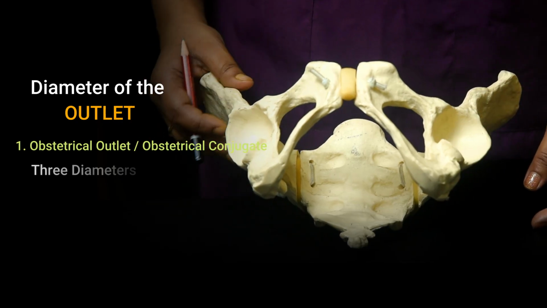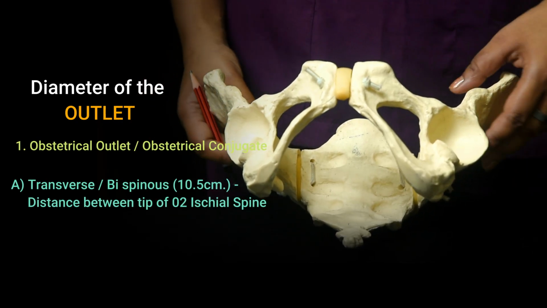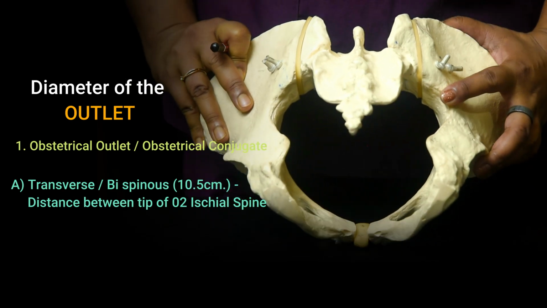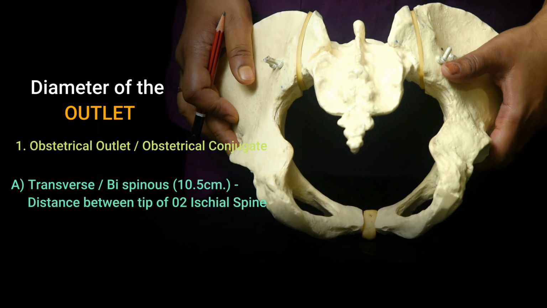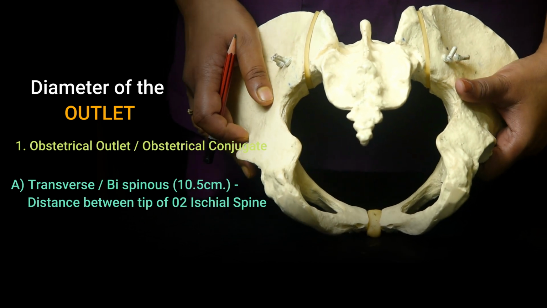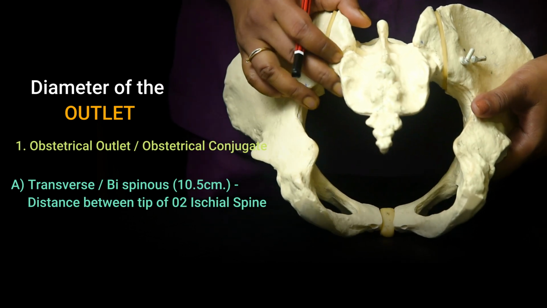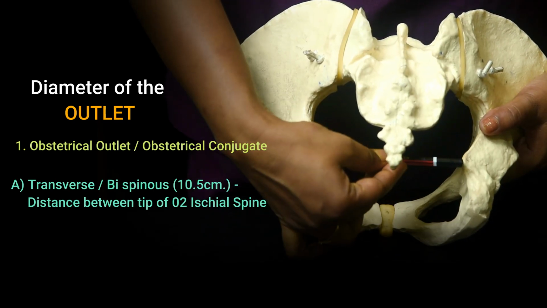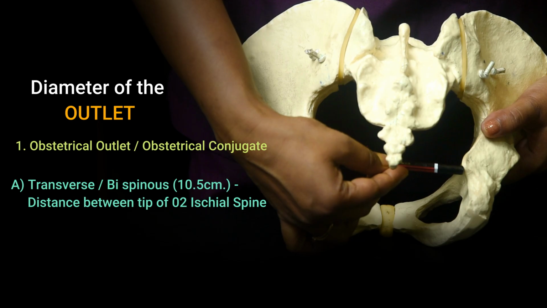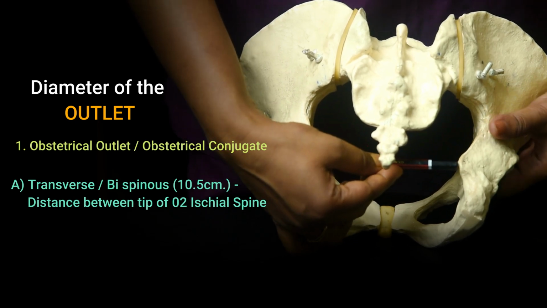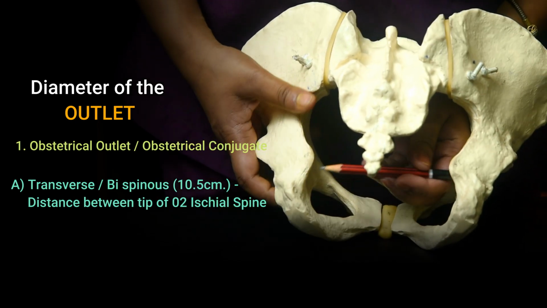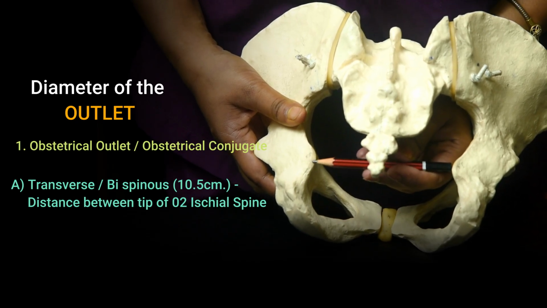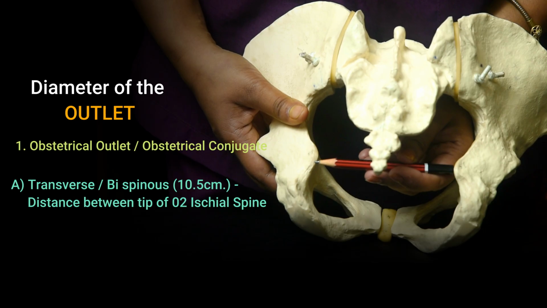First one is the transverse. If you place it like this, you can see the transverse diameter of the pelvic outlet, which is 10.5 centimeter. So this is the ischial spine. The distance between the two ischial spines, you can see this. Can you see this? This is the dimension between the two ischial spines. So this is 10.5 centimeter. This is the transverse diameter of the pelvic outlet.